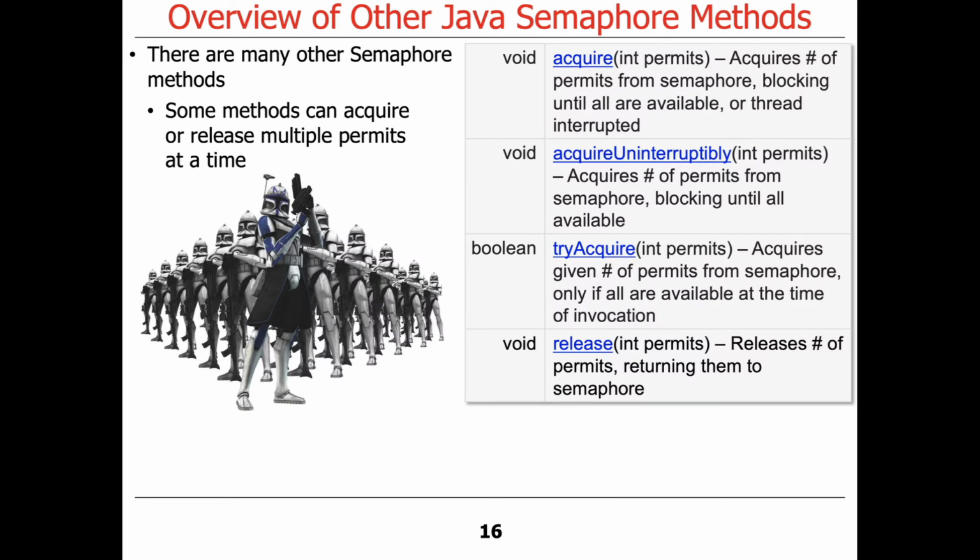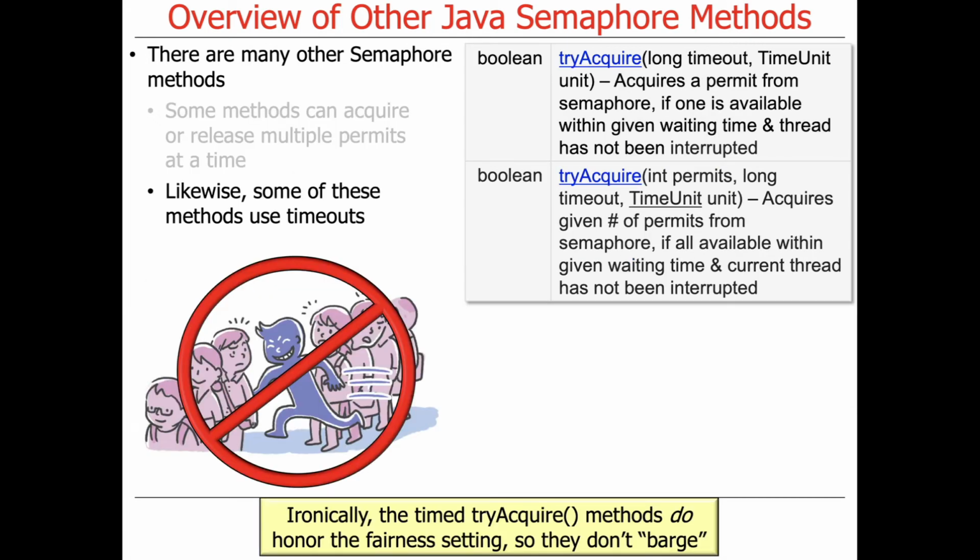Some methods can acquire or release multiple permits at a time. You can see all these methods take a permit count, and they'll basically block until that many permits are available. There are also some methods that use timeouts, like tryAcquire. There's tryAcquire that takes a timeout, and also one that takes a timeout and a permit count. And the timed tryAcquire methods do in fact honor the fairness setting, and they don't barge in line.